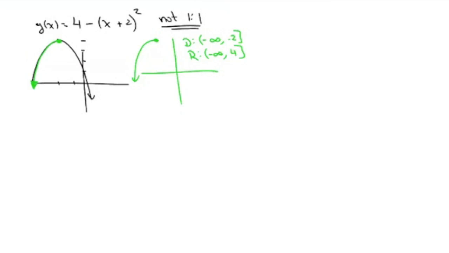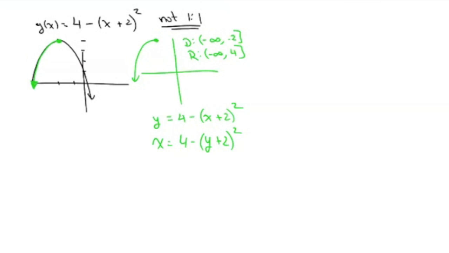Alright, so if I do the inverse of this function over here, the first step is exactly the same. Change g of x into y, and get that. Take the x's and the y's and flip them. So you get x is equal to 4 minus (y plus 2) all squared. Solve for y. What would be your first step?